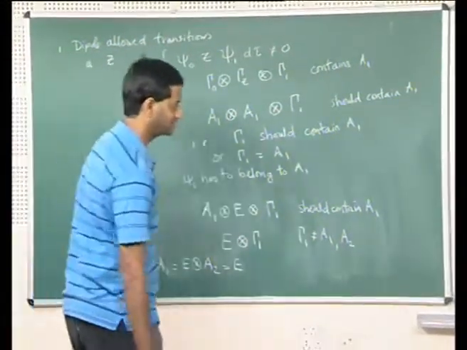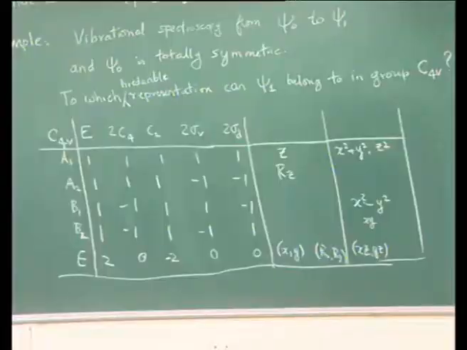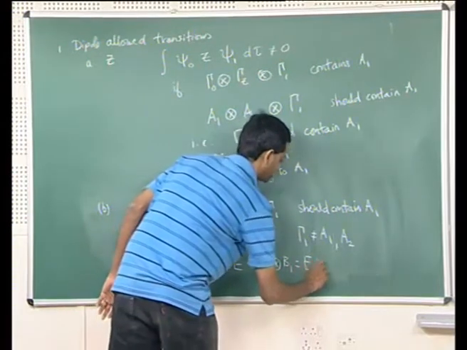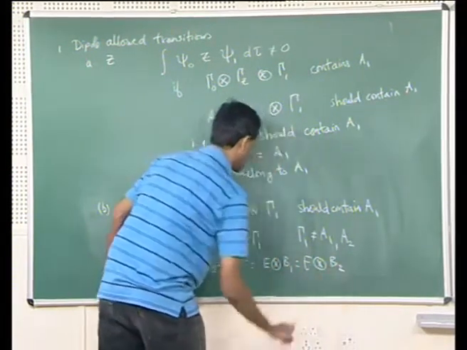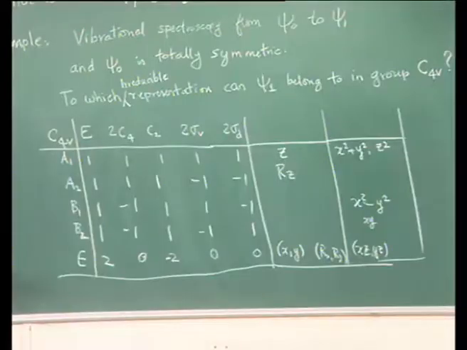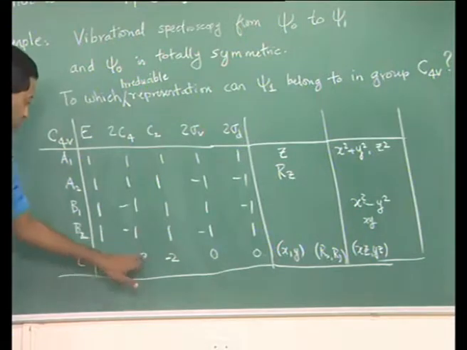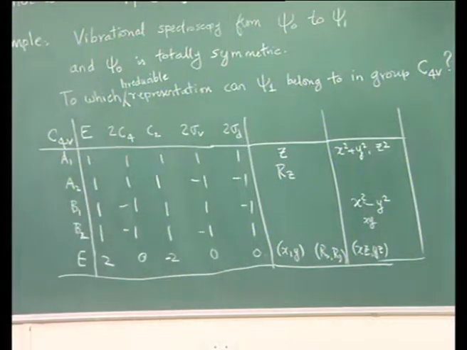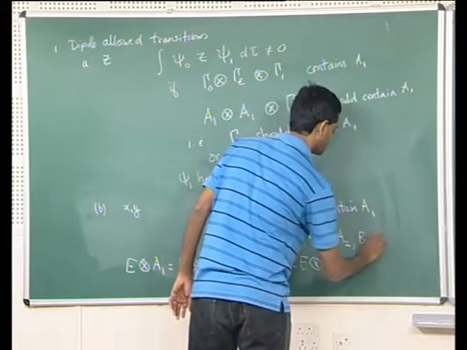What about B? Similarly you can see that the direct product of E with B1 is equal to the direct product of E with B2. In all the cases you'll just get back E. If I take E times B2, for example, I just get 2 0 minus 2 0 0. So essentially gamma 1 cannot be A1, A2, B1 or B2.